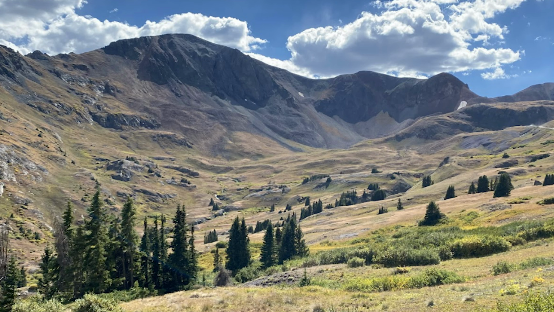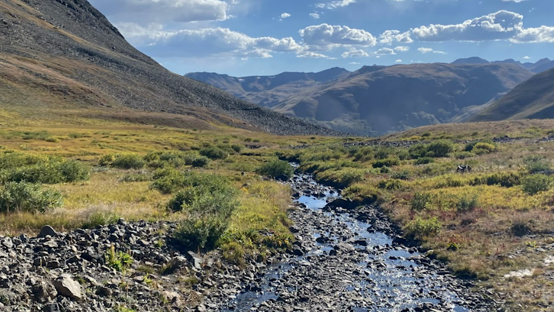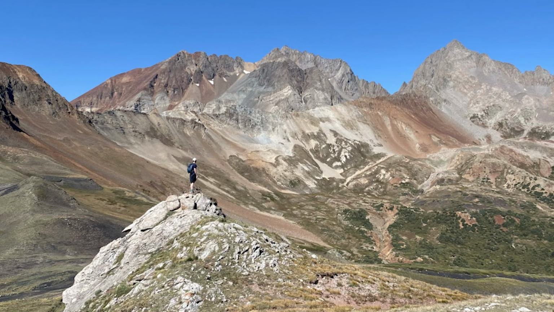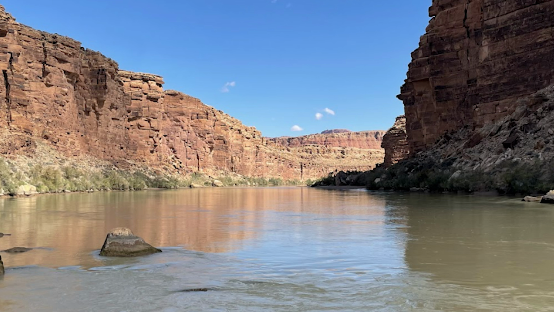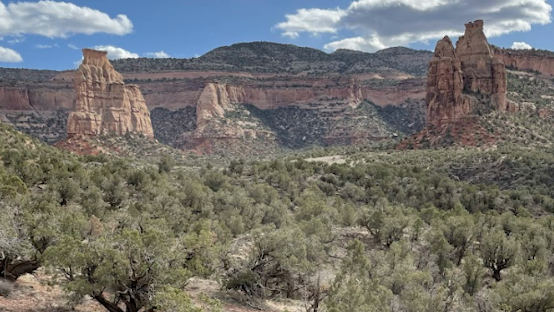Colorado. It invokes images of mountains, skiing, and meadows aplenty. But what if I were to tell you that the state of Colorado only has a tiny sliver that lives up to its name? Colorado means colored red, which comes from the color of the Colorado River and not so much the landscape. But today we're going to talk about the real colored red landscape of the US and explain how it formed.